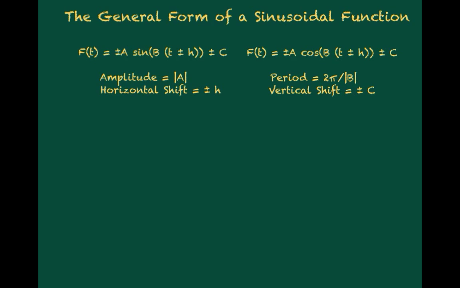The period is not going to be b, it's a common misconception, but it's going to be 2 pi divided by b. Then the horizontal shift will be what takes place inside the parentheses. So if the b is not factored out, you have to do that first. The h has to be by itself without the factor of b in there. And then the vertical shift is always easy to pick out. That's just what's going on at the end.